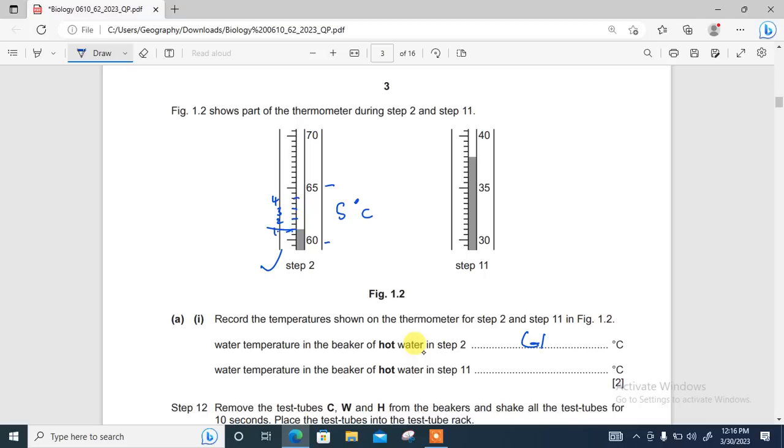The next one here, we have 35, and the difference between these two is the same 5 degrees Celsius. So each 2 will represent 1. So this will be 36.